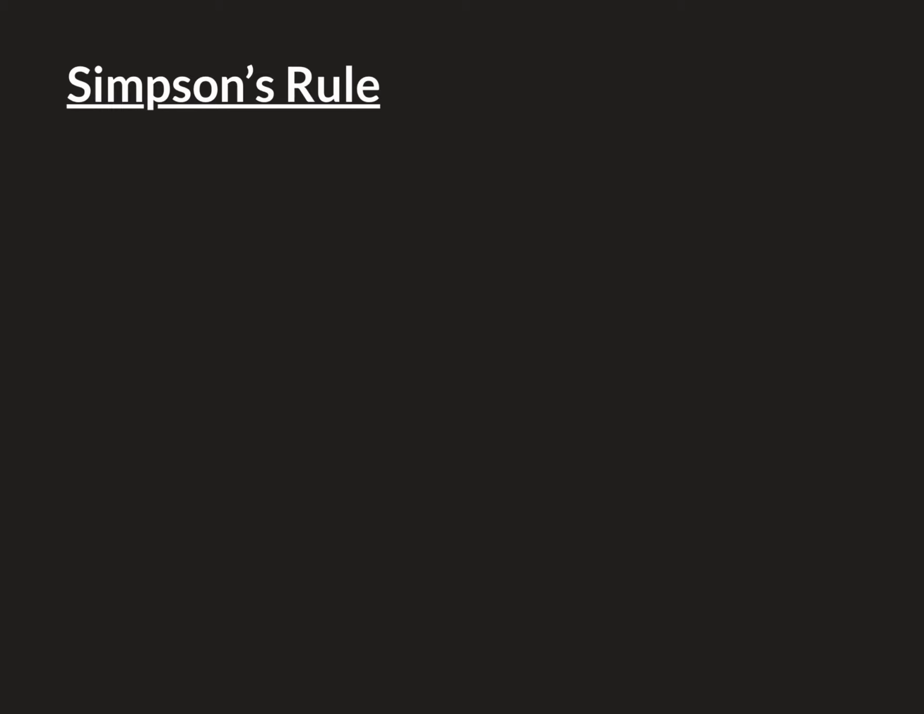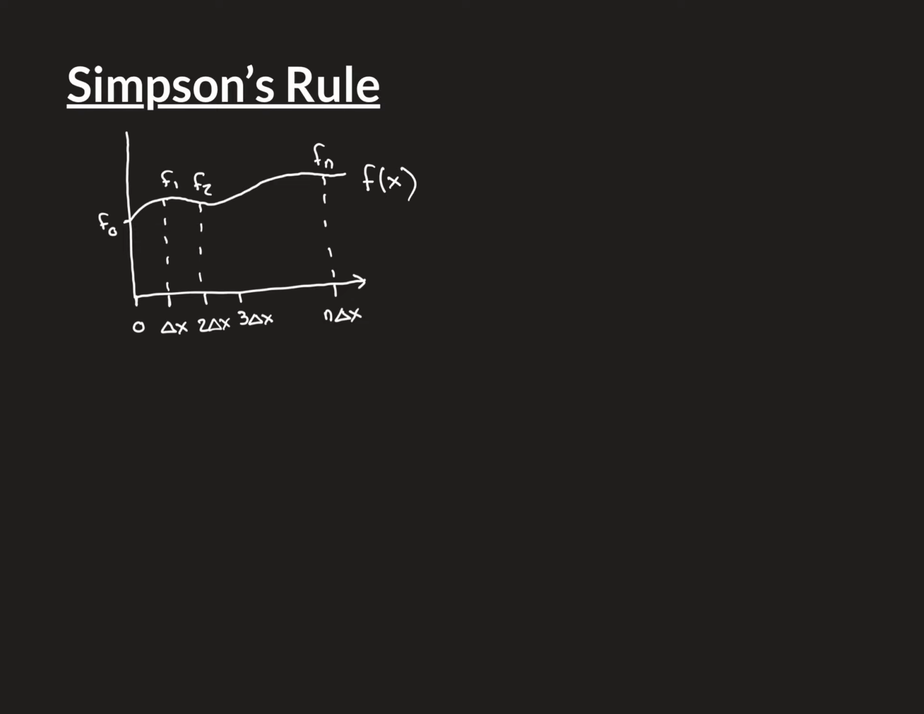So in this video we're going to derive Simpson's rule, which is a numerical approximation for an integral that uses quadratic interpolation to reach the answer. So here's the problem then. We've got some function f of x, and we would like to get an approximation of what the integral of f of x from 0 to this point here is.